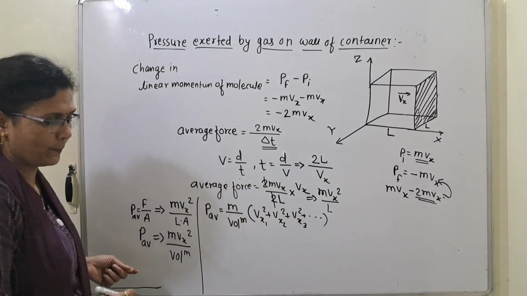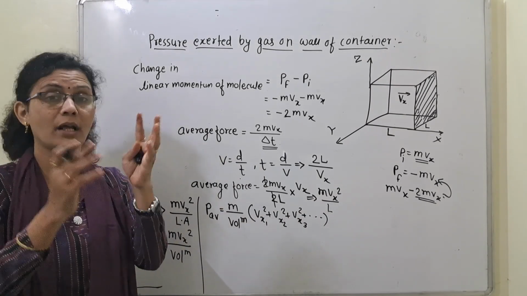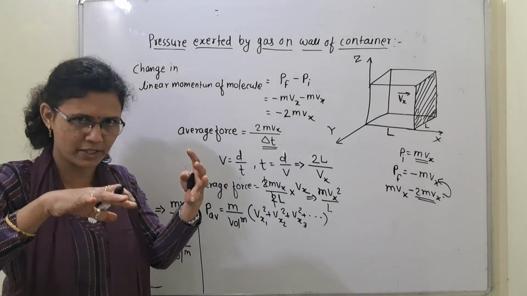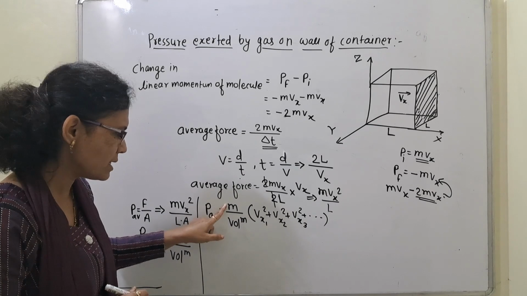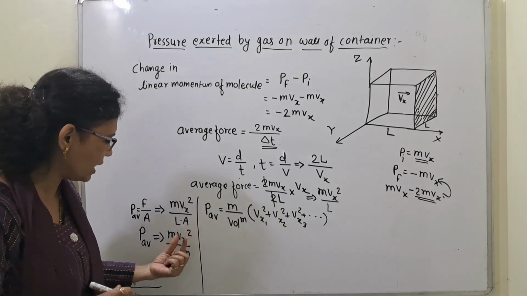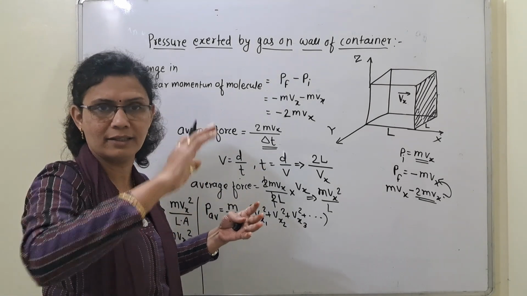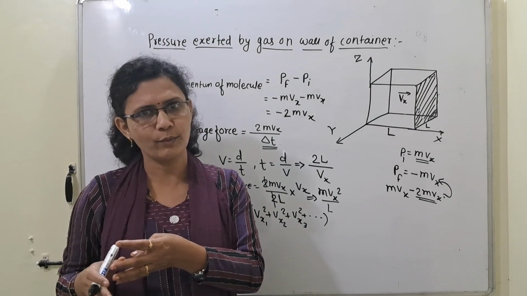Are you getting this? See, this is only for one molecule. But there are a number of molecules. So we have to add all those average pressures. Right? So P average is equal to, this mass is as it is, volume is as it is. But in place of Vx, we have to take all those velocities. See, this m is the mass of each and every molecule.